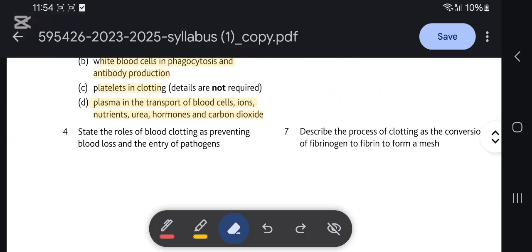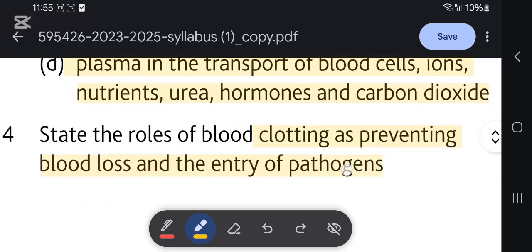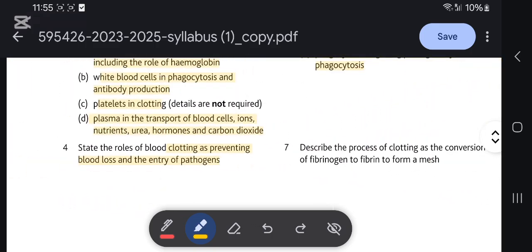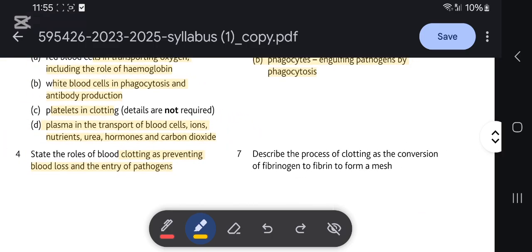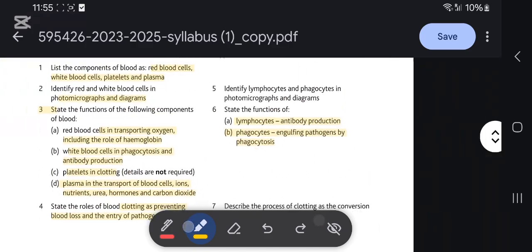Now, the role of blood clotting is that it prevents the entry of pathogens and prevents loss of blood. Pathogens are always present around us and we don't even know about it most of the time. So blood clotting is going to stop the pathogens from entering our blood, and it's also going to prevent the loss of blood. And the clotting we did.